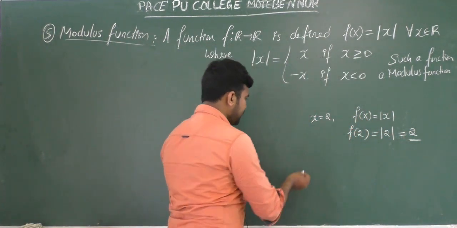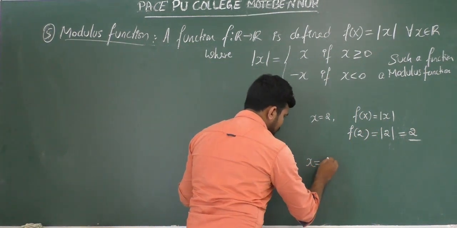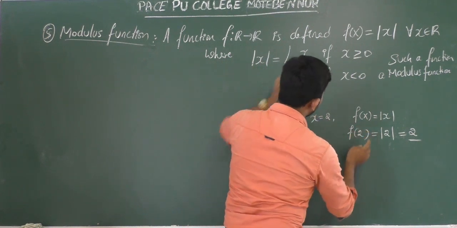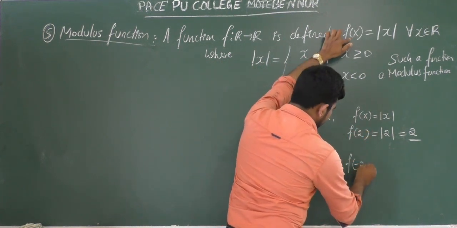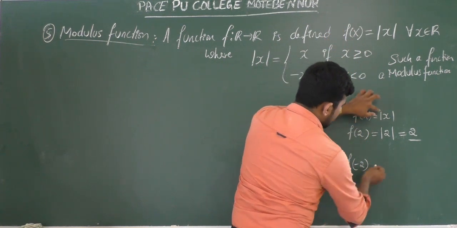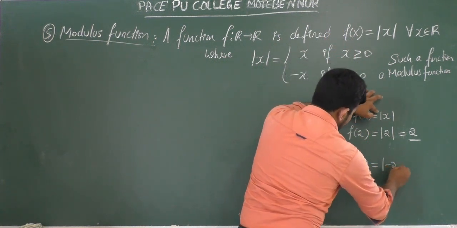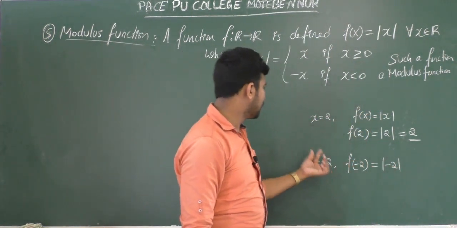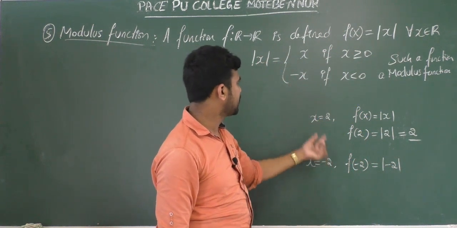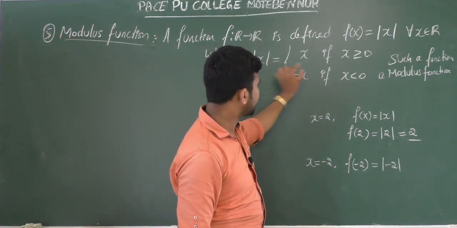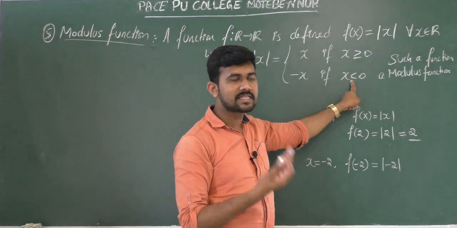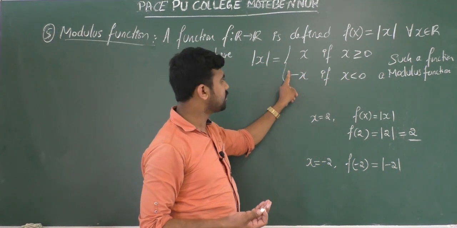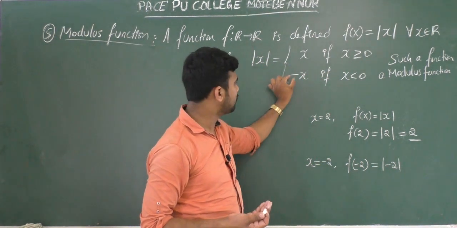Okay, but if you consider a negative number, minus 2, then the image of x is nothing but mod of minus 2. Now see, you consider here x is nothing but minus 2. So if you consider x is a negative number, x is less than 0, then the image of mod x is minus x, minus of that negative number.